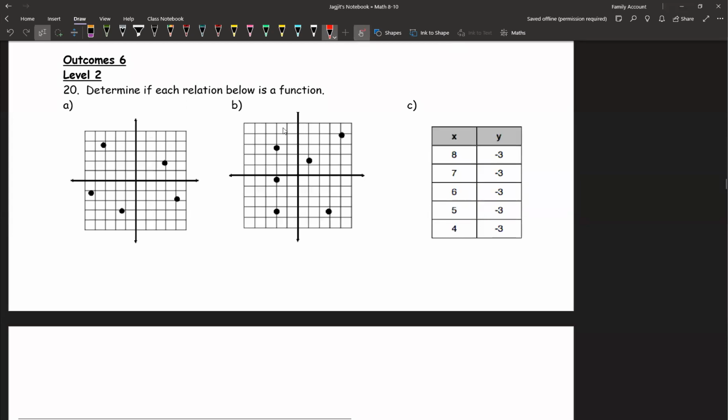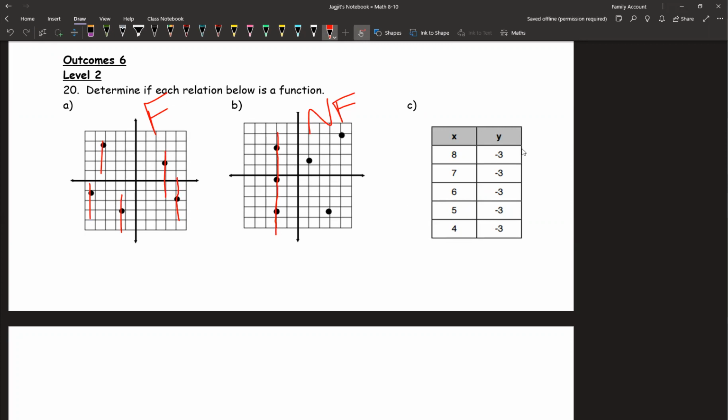They've given us a bunch of graphs and a table, and they're asking us if it's a function or not. For graphs, it's easy. You can do a vertical line test. If it only cuts at one point, it's a function. You can draw any vertical line here, and it's only cutting at one point, so this is a function. Over here, if you drew a vertical line, it's cutting at 3 points, so it's not a function.